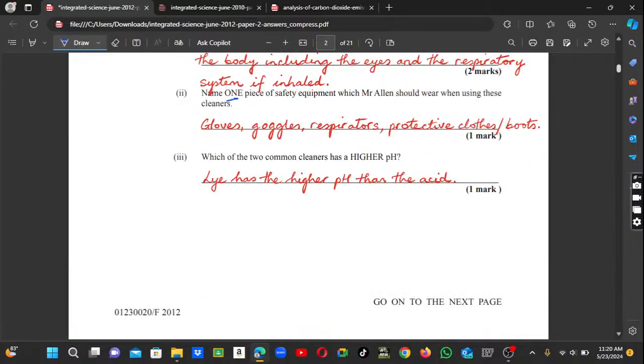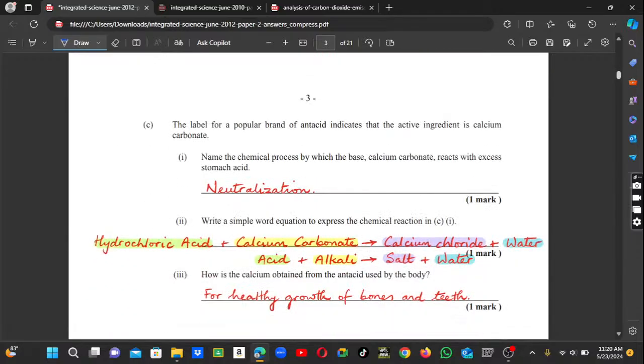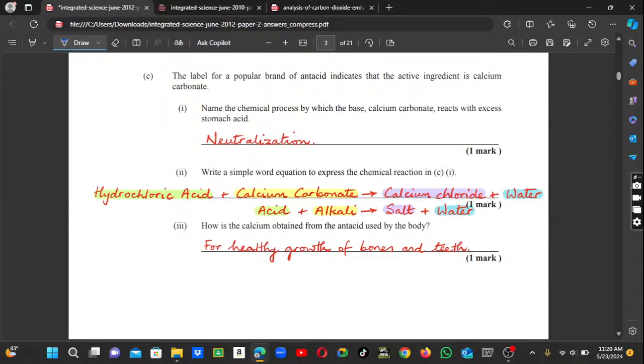Alright, so the other question here, guys, says the label for a popular brand of antacid indicates that the active ingredient is calcium carbonate. I think you guys have heard about carbonic acid before. Let me know in the comment section, have you ever heard about carbonic acid? It's similar to what you're talking about, like baking soda and all of those, but it's way different.